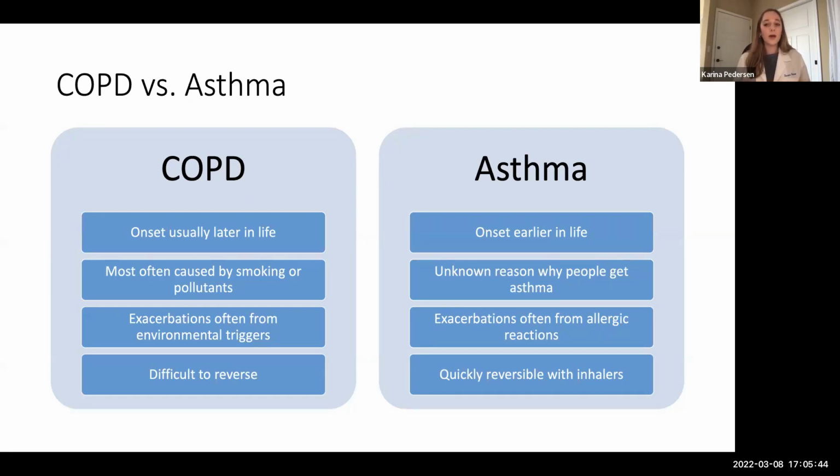Asthma has an onset that is typically earlier in life, typically in children. However, there can be adult onset asthma, which is not uncommon, but typically it's earlier in life. There's also a relatively unknown reason why people get asthma. It's triggered sometimes by allergies or things like that, but overall a very unknown reason.